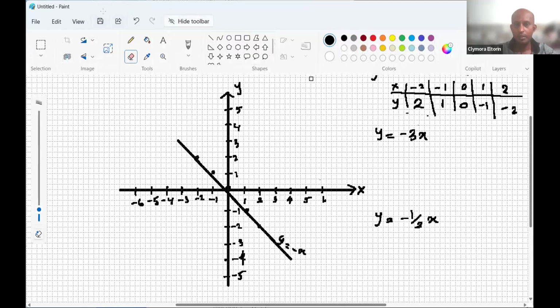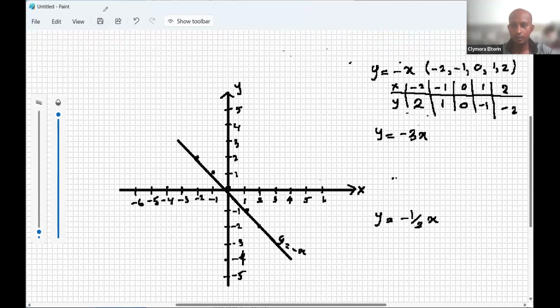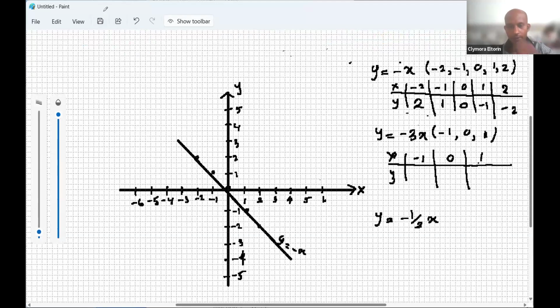Okay. Hari. Let's go to the next graph. They give the values for x: minus 1, 0, and plus 1. It's enough. Only 3 values for x. x, y. When x becomes minus 1, when x becomes 0, when x becomes plus 1. Let's see.